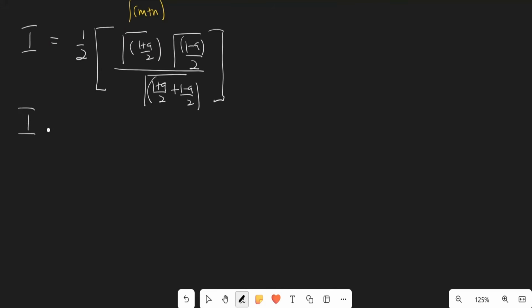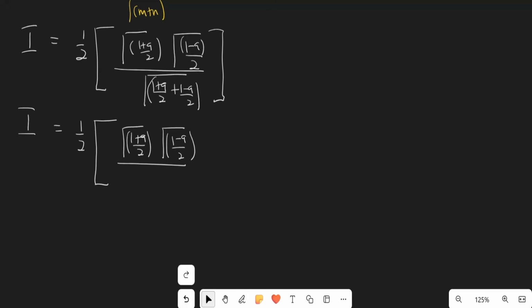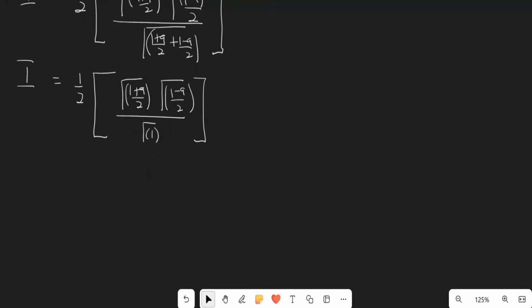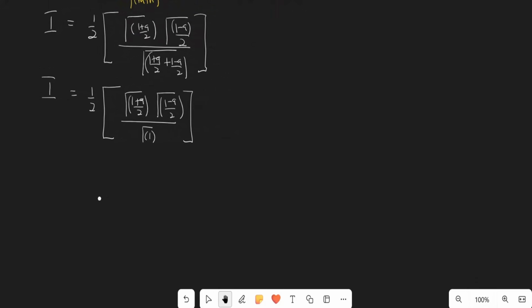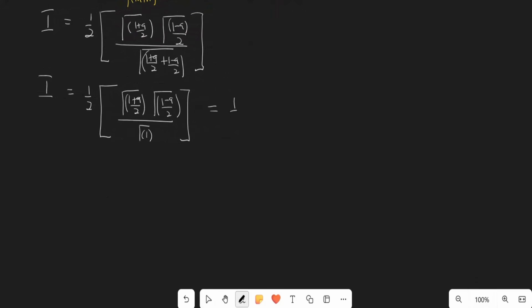Alright, cool. So I is equal to 1/2, and then what do we have? We have the gamma of 1 plus a over 2, and then the gamma of 1 minus a over 2, all in parentheses, and divided by the gamma of the sum. When you sum the m and n, that is going to give you 1, right? So you have gamma of 1, because summing these yields 2 over 2. Gamma of 1 is the same as 0 factorial, and 0 factorial is 1. So gamma of 1 is 1, and that is equal to 1/2.